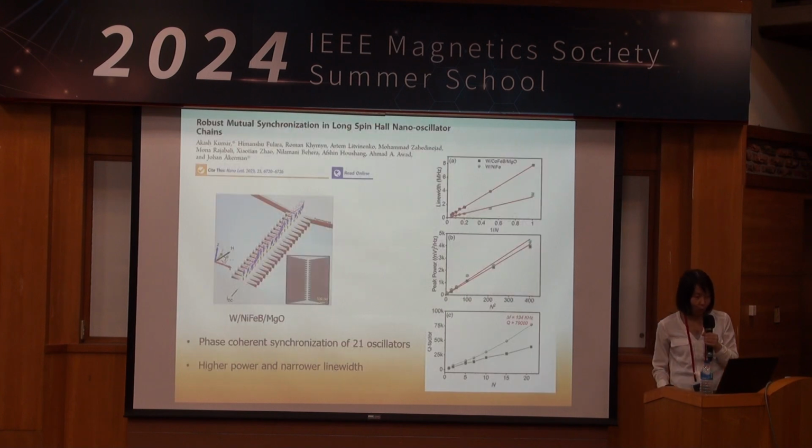This is work published last year, 2023, from one of the leading groups in Europe working on these nano oscillators. What they found is that you can take a pretty simple geometry, a waveguide, and etch it into this particular shape. Then these nano oscillators can be synchronized by propagating magnons. And they found that, in this simple geometry, they can phase lock about 21 oscillators.